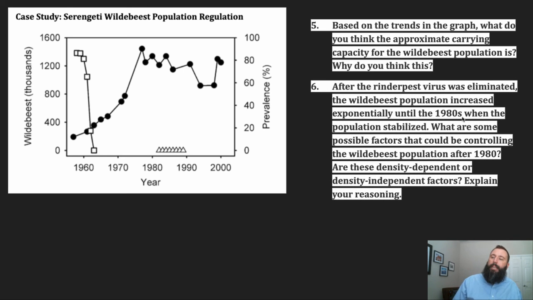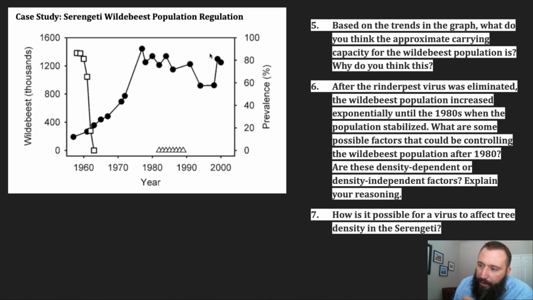After the rinderpest was eliminated, the wildebeest population increased exponentially until the 1980s when the population stabilized. This is what I was talking about previously, right? Why did it stabilize? What were those factors? Are they density dependent or independent? Well, why did it level out? Access to those limiting resources. There could be predators in the area. There could be competition. There could be another disease or waste accumulation. Anything that could prevent and slow down that input of the population, right? We're decreasing the inputs, so we're going to decrease then the population size as a result.